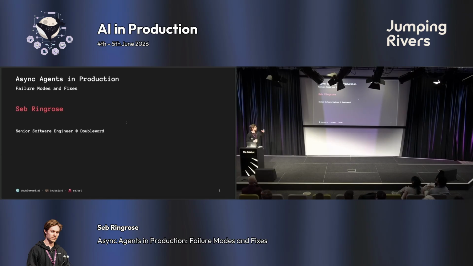And the fancy title is Async Agents in Production, and failure modes and fixes. What that really translates to is, if you wanted to build your own async agent and your own async workflow, what's going to go wrong? How are you going to solve the problems as you do it? So a little bit of context first.